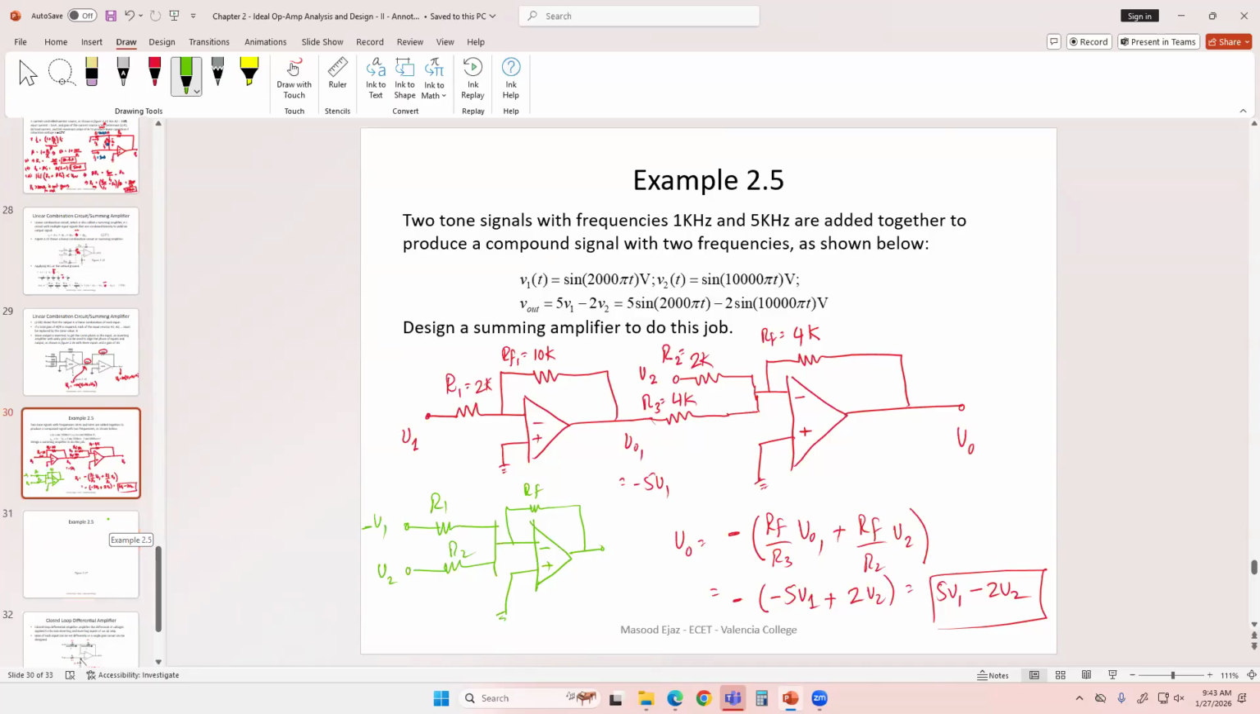So once again, do not do this. Don't do this. Let me write it down. Don't take input as a negative itself. Input is just a variable, V1, V2, V3, V4, and those are signals.